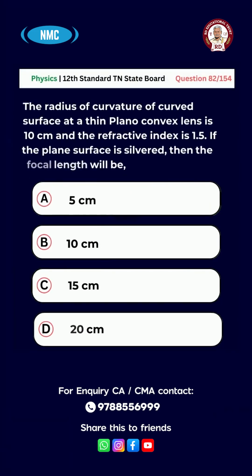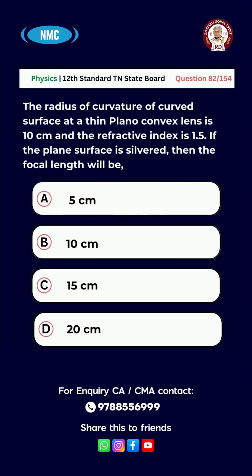Question number 82. The radius of curvature of curved surface of a thin plano-convex lens is 10 cm and the refractive index is 1.5. If the plane surface is silvered, then the focal length will be option A, 5 cm, B, 10 cm, C, 15 cm, D, 20 cm. The right answer is option B, 10 cm.